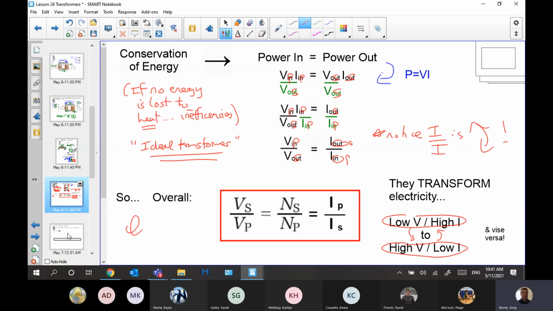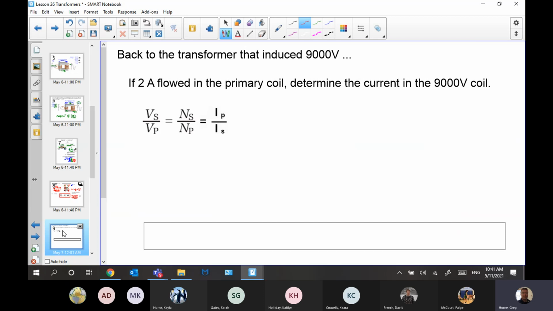Okay, so that's one application of transformers, is just changing the current and voltage combination to be what you need it to be for the device to run properly. So that's certainly one application.